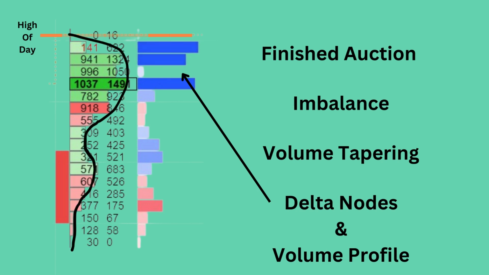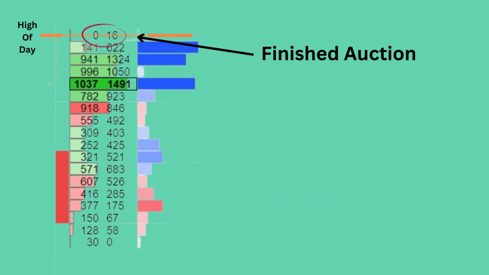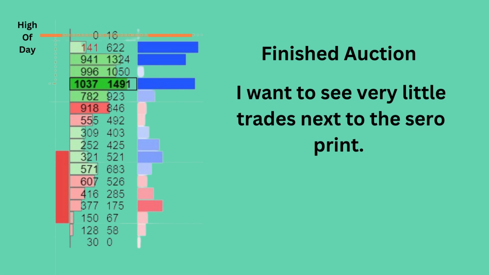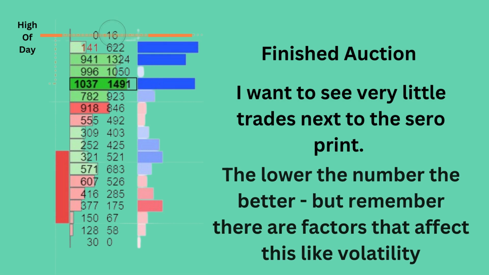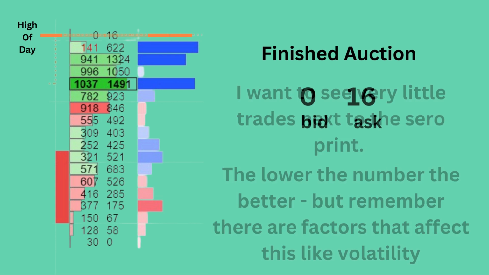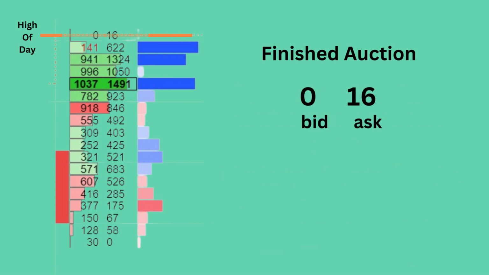Now let's understand a little more on each of the 4 points. First, the finished auction. Of course, seeing this is easy. We have a 0 print at the high of day, but ideally I want to see a single digit number here. The lower the better, really. This shows us that out of everyone trading right now, only a very few number of contracts traded here. In this example, our finished auction shows a 0 print on the bid and 16 on the ask.